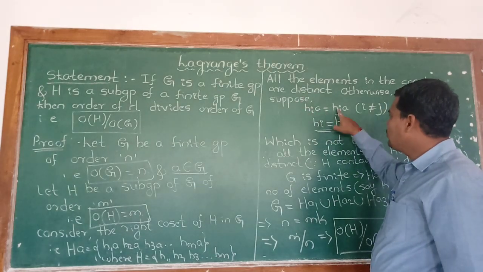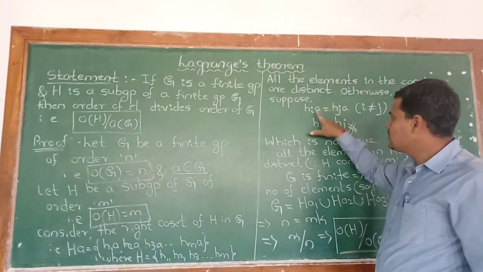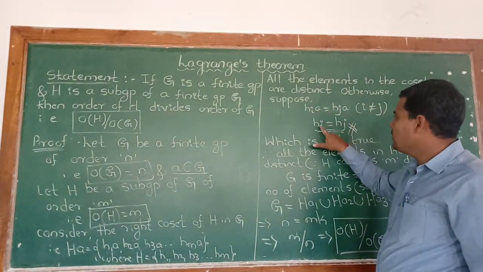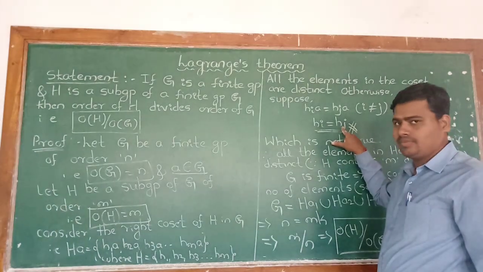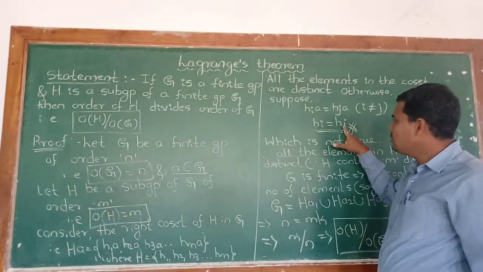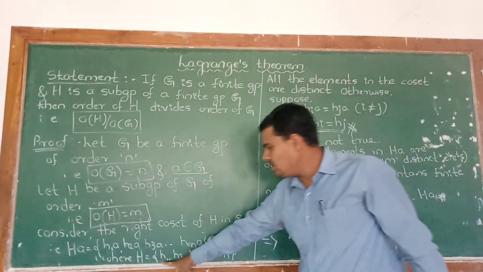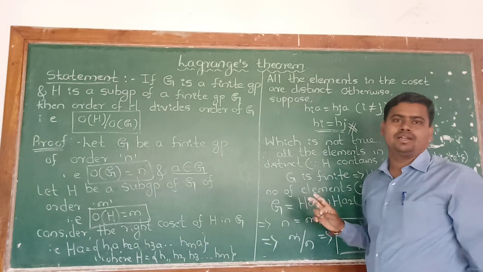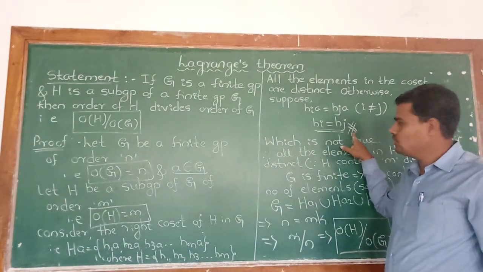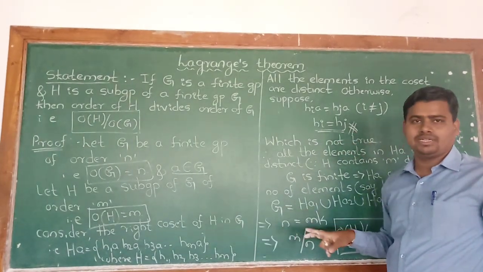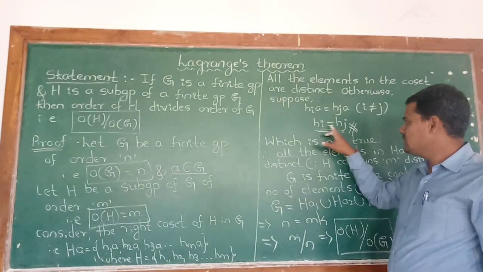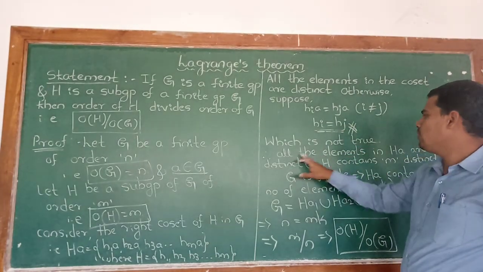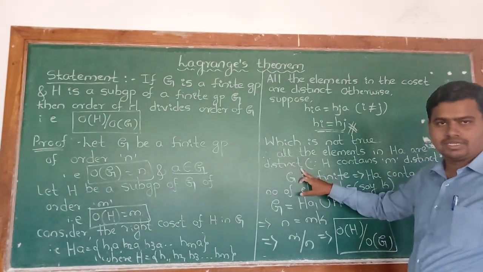suppose hia is equal to hja. Suppose any two elements in Ha are equal, then what happens? By the right cancellation law, we get hi is equal to hj. Hi is equal to hj means in H we have two elements that are identical. But that is not true. All the elements in H are distinct, we know. But this shows that two elements are equal, which is not true. Therefore, all the elements in Ha are distinct.